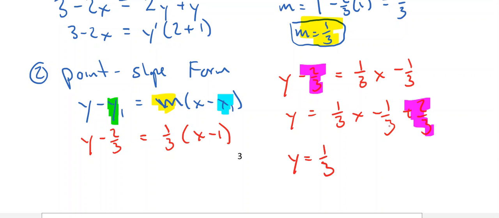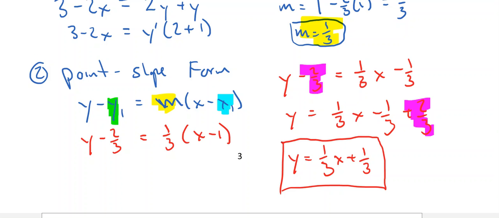Negative 1/3 plus 2/3 would be a plus 1/3. And I have an x right there. So y is equal to 1/3 x plus 1/3. So there is my equation of the tangent line written in slope-intercept form.